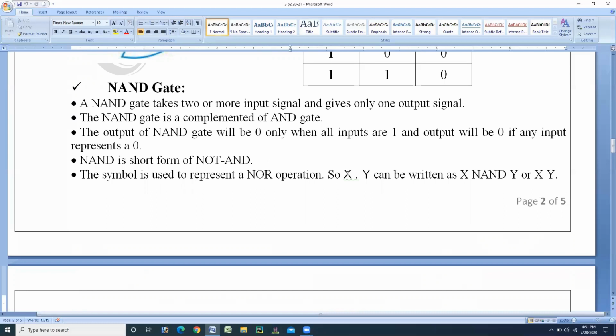Then, connected to the truth table, we have one point here. The output of NAND gate will be 0 only when all inputs are 1. When all the inputs of the NAND gate are 1, then only the output will be 0. And the output will be 1 if any input is 0.